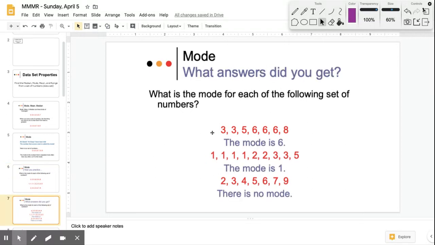So let's review. In this first set of numbers, the mode is 6 because, as you can see, there are 3 6s and all the other numbers listed are only listed one time. So the mode is 6. In the second example, the mode, the number we see the most, is 1. And in the last example, this one might have been a little tricky, there is no mode because each number is only listed one time. So there can be one mode, there can be no mode, or there can also be more than one mode, which we haven't seen an example of that yet.